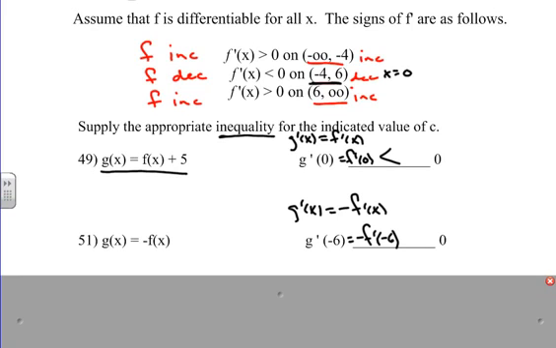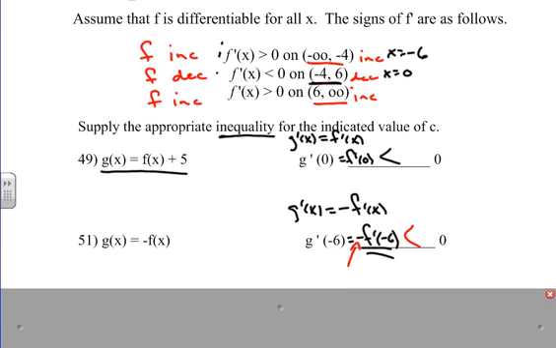So we look up here and say, where is negative 6? Negative 6 would be on this interval, x equals negative 6 for f, because all I know is about f right here. And what we got right there is going to be greater than 0. However, we do have that negative there. So because we have that negative, the positive will turn into the opposite, so it would be less than 0. There we go.